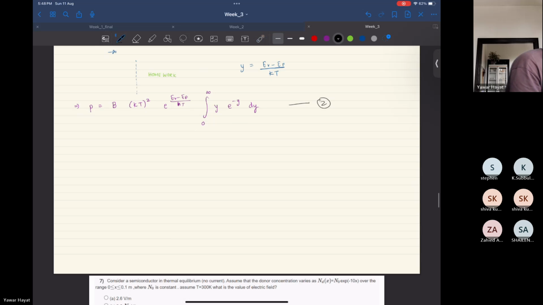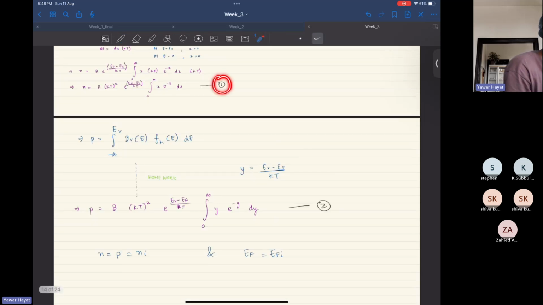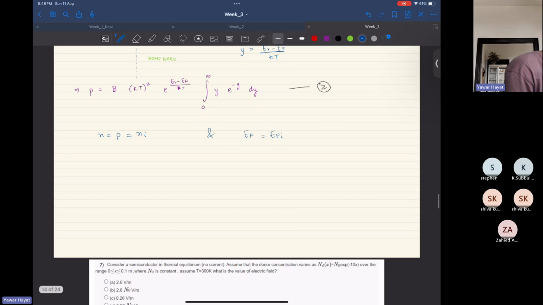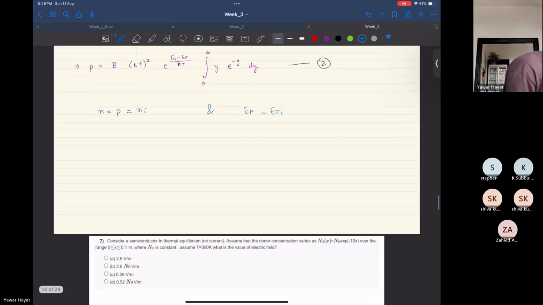Now, n equal to p equal to ni, EF is equal to EFi. Now when n is equal to p is equal to ni, your EF is equal to the intrinsic Fermi level EFi. And if you use the first and second equation, these two equations will arrive at the following. Basically I'll be equating the two. If you equate the two, you'll get this 2b. I'm skipping steps again. You just need to use pen and paper to validate them.